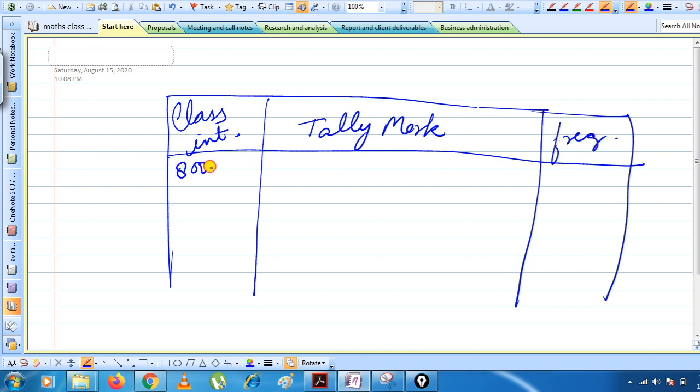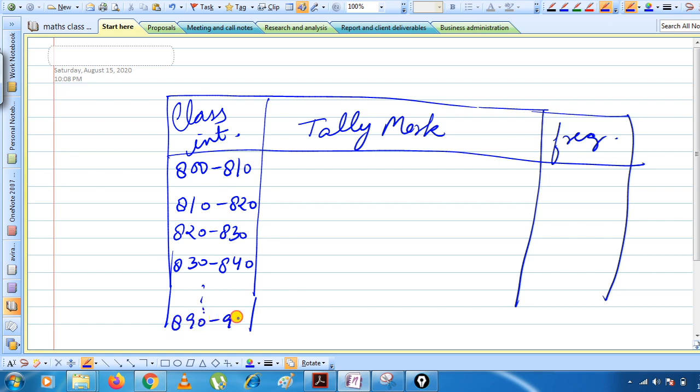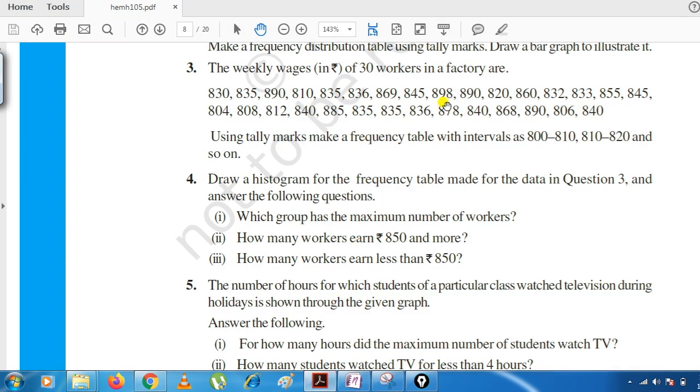In class interval, you will start writing from 800, and the class size will be 10. Then here what will come? 810 to 820, 820 to 830. Like this you will make the table having these class intervals, and up to what? Up to 890 to 900. How do we come to know that the last class interval will be 890 to 900? It will be told by the data given over here.